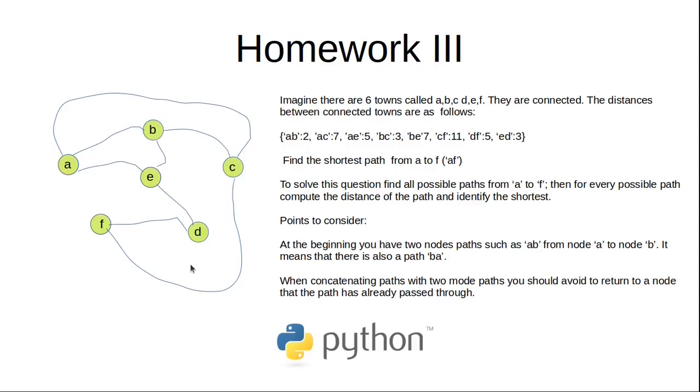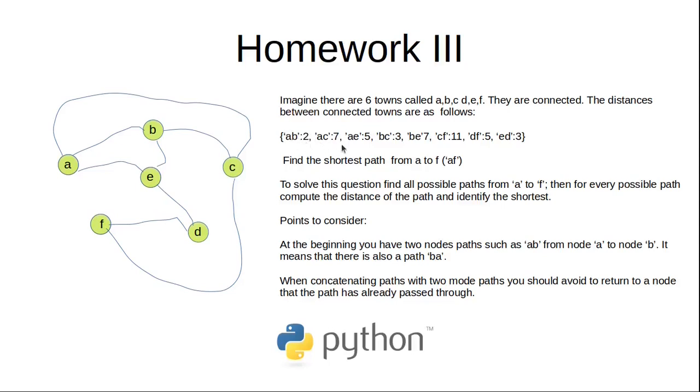Last question. This question is a little bit challenging. Imagine there are 6 towns called A, B, C, D, E, F, and they are connected. The distances between connected towns are as follows. It's given in a dictionary. The keys are the paths, such as from A to B, and the distance is the value of the key.